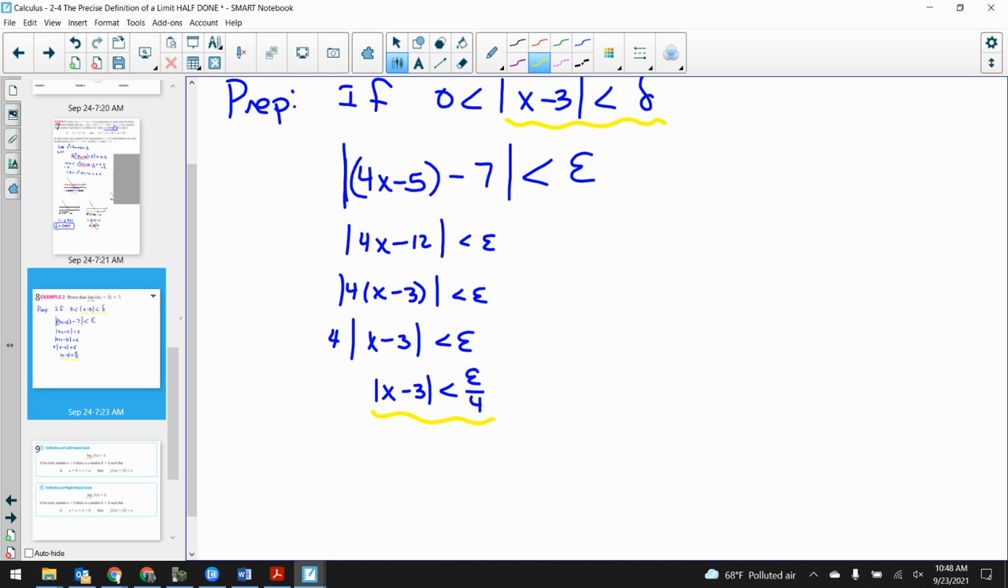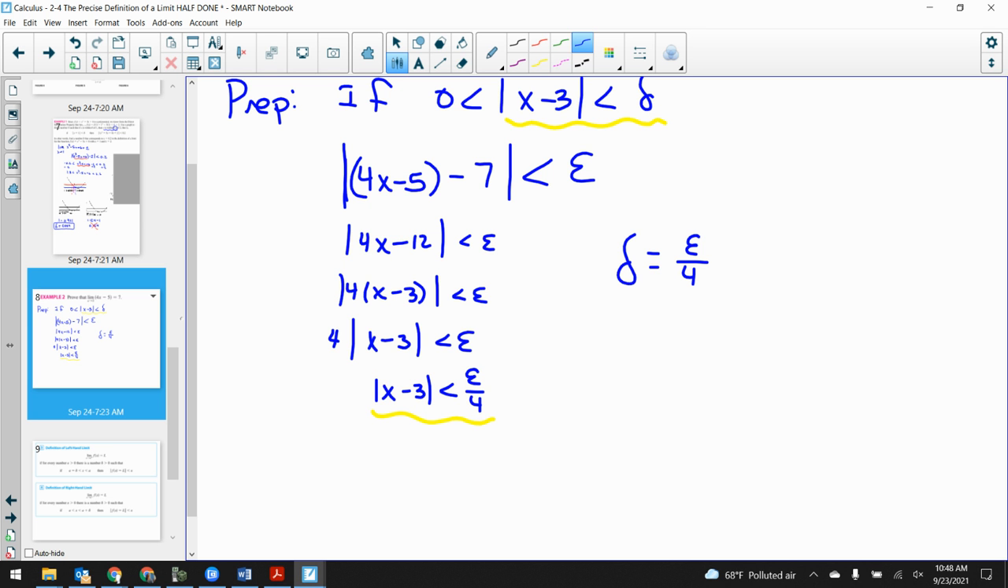Epsilon over 4. The delta that I'm going to use is going to be epsilon over 4. That's the delta that I'm going to pick. You always pick a delta that has epsilon in it, because we want to make delta in terms of epsilon. Because basically what's going to happen is the proof is saying we're going to continually make delta smaller, which forces epsilon to be smaller. Okay, so what I want to choose is epsilon over 4.